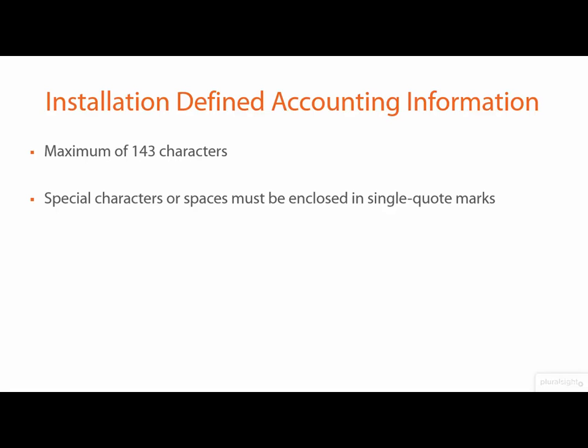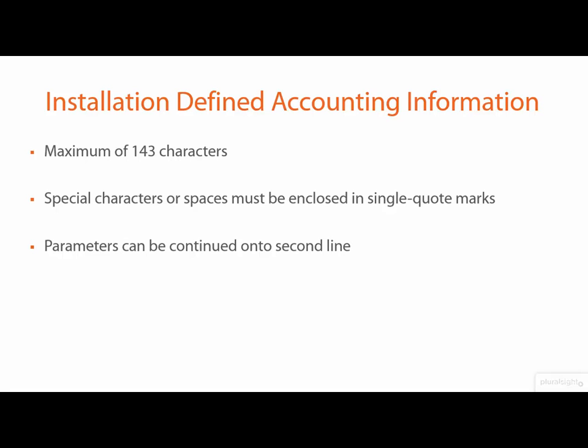If you have special characters, or if you have spaces, given the fact that spaces result in the JCL being interpreted as a different field, then we need to enclose those in single quote marks if they are going to be used. So any special characters or any spaces that are a part of the name need to be enclosed in single quote marks so that they are interpreted as a single field.